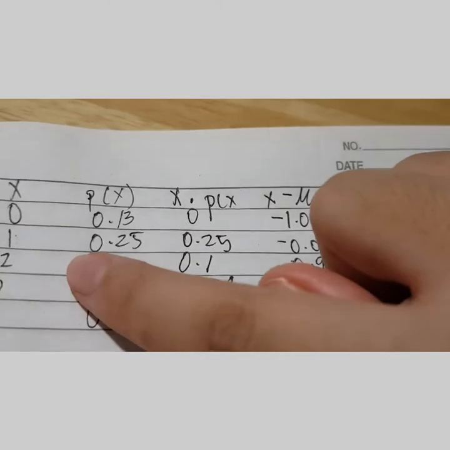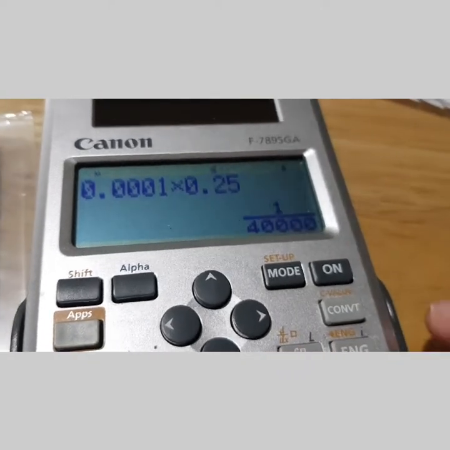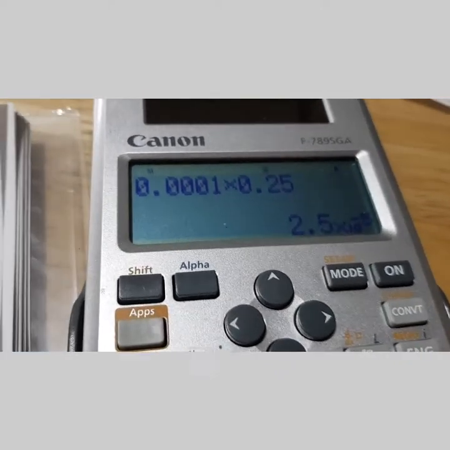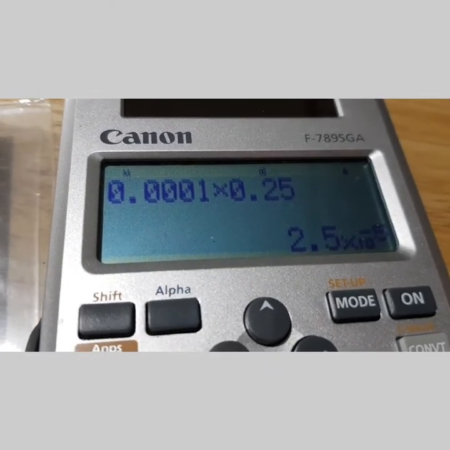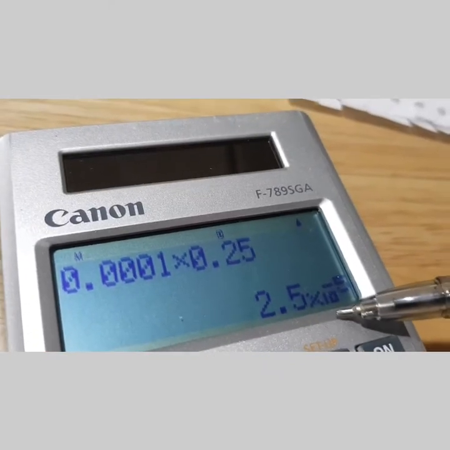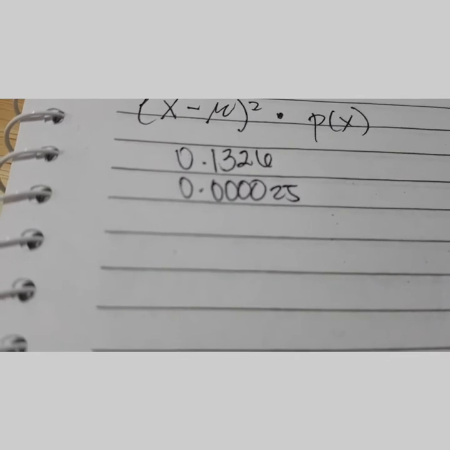0.0001 times 0.25 is equals to yan. So, dahil po ganyan yung sagot, ang magiging total answer po natin is 0.000025.